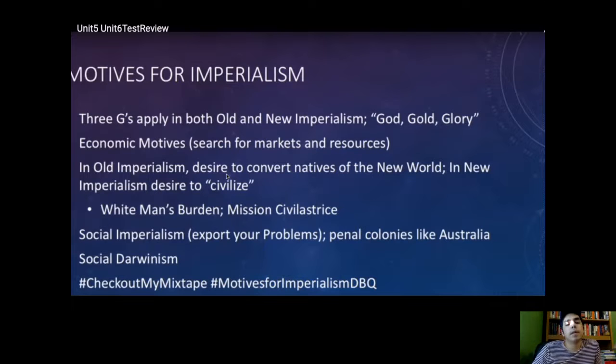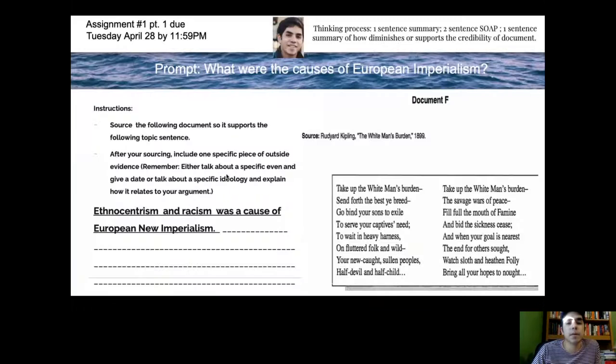And then social Darwinism. Y'all did really well, I think, on this unit test that talked about the causes of imperialism. And I think we're going to rewrite the DBQ that we already wrote, because it's a really, really important topic, and being able to compare new imperialism with old European imperialism is so, so important. Like the motives, being able to compare the motives.